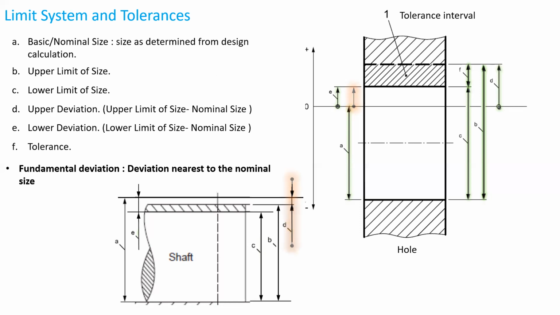Then there is fundamental deviation. It is the deviation nearest to the nominal size. So in the case of the hole, we can see E, the lower deviation, is the fundamental deviation and it is positive. Similarly for the shaft, the upper deviation is the fundamental deviation and it is negative. So in both cases we can notice that the fundamental deviation is the deviation nearest to the nominal size.